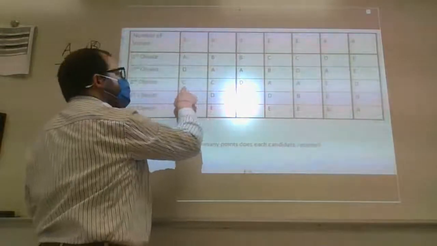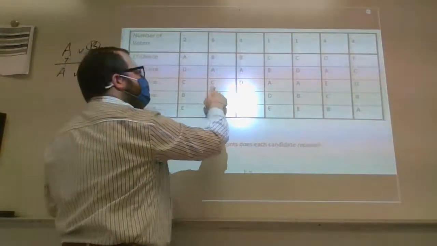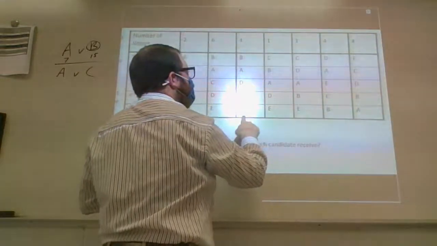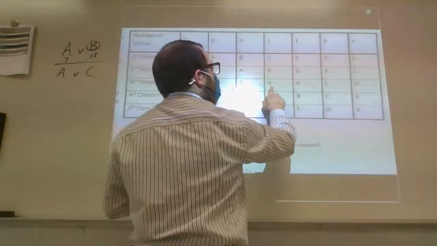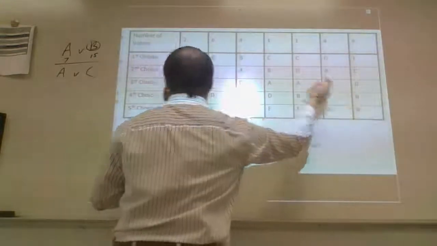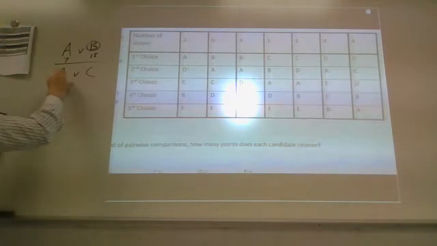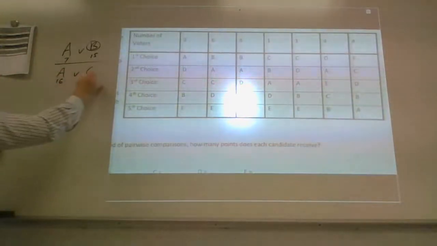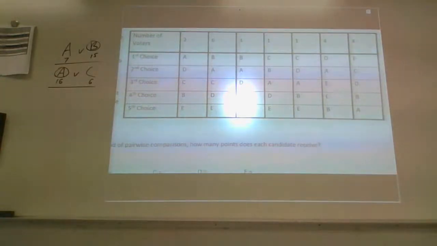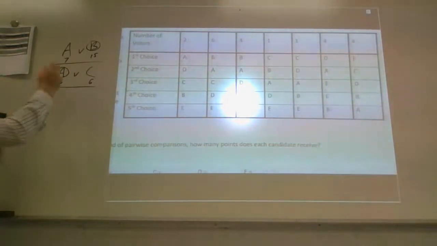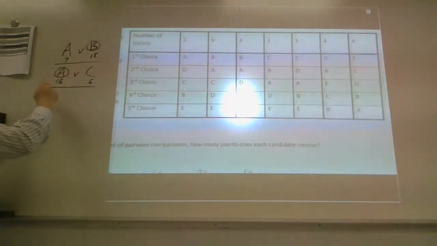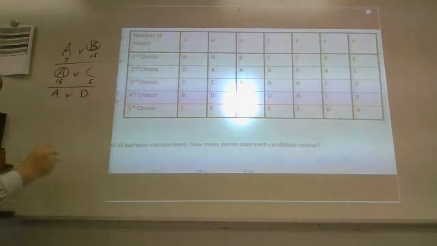AvC. Let's see. A would win. A would win. That's 8. A would win. That's 12. A would lose. A would lose. A would win. That's 16. A would lose. A would have 16. I don't even have to worry about counting up the other ones. C would have 6. A would win that one. Now, clearly, A lost the first one, won the second one. No Condorcet candidate yet, but I've got to do AvD.